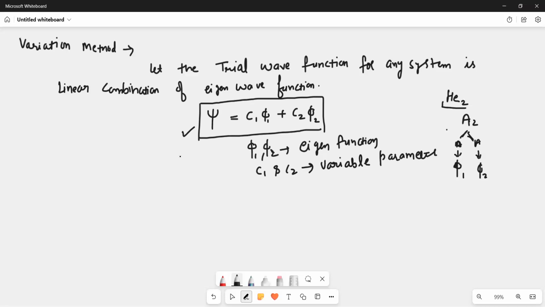In the previous lecture, you have written a few steps. First was the selection of the trial wave function, which we have done. Second was the evaluation of the integral. According to the variation principle, the energy for this system is given by this integral: the integral of psi star H cap psi d tau, divided by the integral of psi star psi d tau, right? This is the integral that we will use to find the energy.